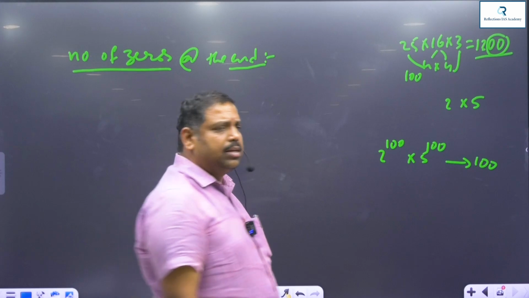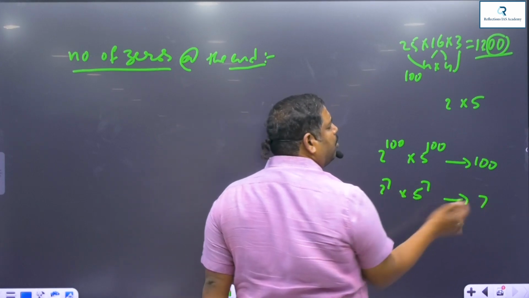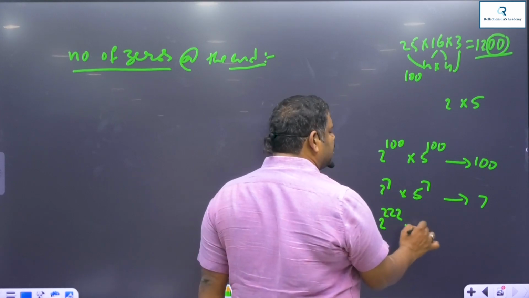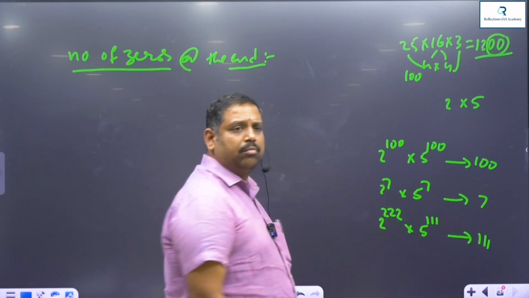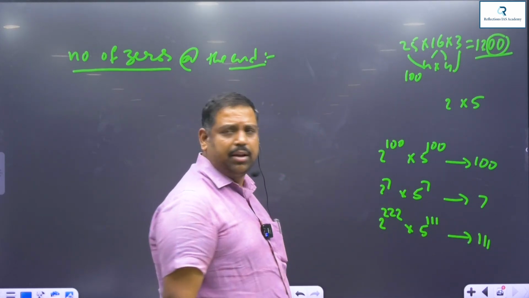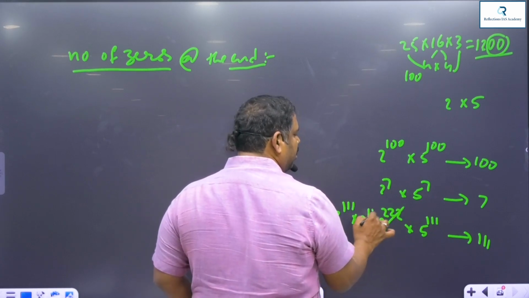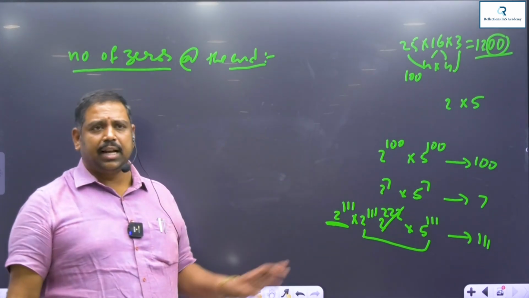So if he gave 2 power 7 into 5 power 7, how many zeros are there at the end means? 7 only. 2 power 222 into 5 power, suppose 111 if he gave, number of zeros are 111 only. Least only we have to take. Okay. Why? Because this 2 power 222 I can write as 2 power 111 into 2 power 111. These two you will get zeros, here you won't get, right or wrong? So that is the concept.